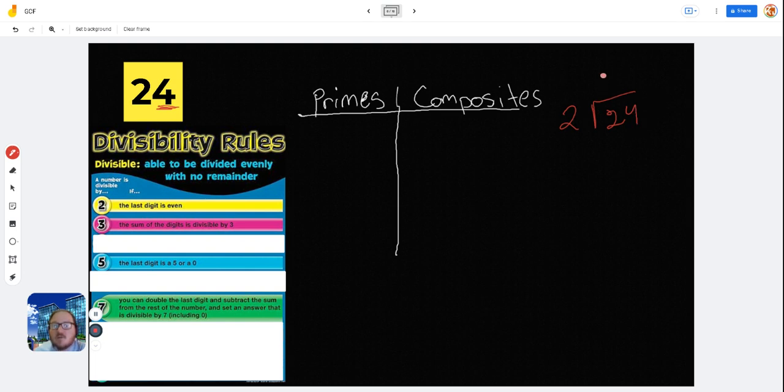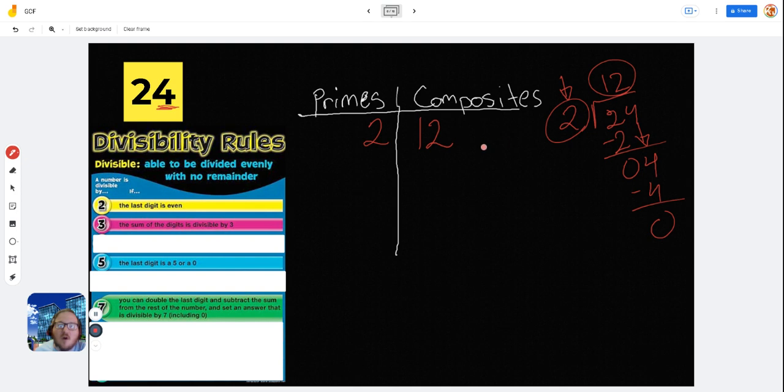And I know 2 times 1 gives me 2. Subtract that. I get 0. Bring down the 4. Okay, and then 2 times 2 gives me 4. Subtract that. I got 0. So here's my factor. Here's my other factor, but I only really want the prime factors. I want to put that prime on the side and the composite number on the other side. So prime's on the left, composite's on the right.